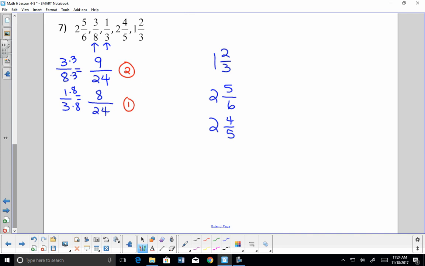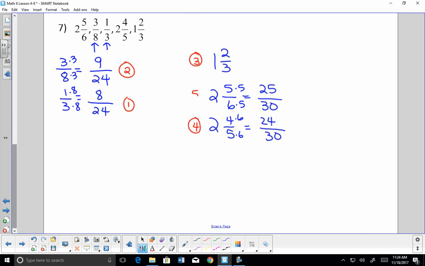So now all I need to do is compare my next 2 fractions, 5/6 and 4/5. So I need to find a common denominator between these 2. Okay, 6 and 5 is 30. 5 times 6, 6 times 4 is 24. 6 times 5 is 30, 5 times 5 is 25. So these are very close, but 25/30 is slightly larger than 24/30. So this is my 4th smallest number, and this is my 5th smallest number.